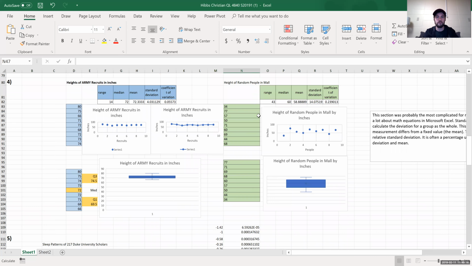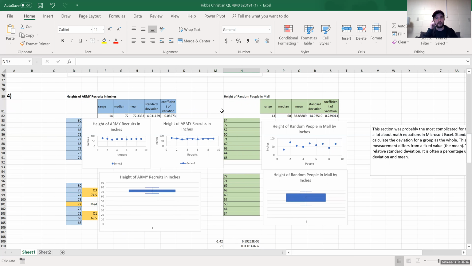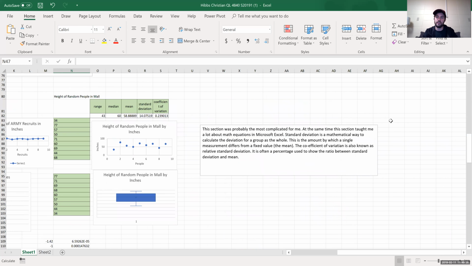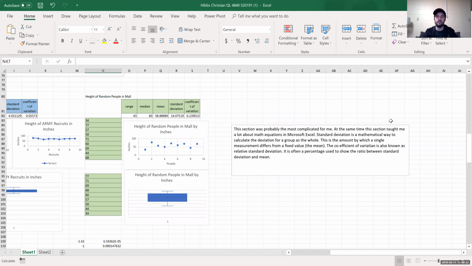Number 4, this was probably the hardest section for me, but it was very good to learn. As you can see, we use range, median, mean, and also we talked about mode, but that's not exactly important. Okay, so as you can see, the standard deviation is a mathematical way to calculate the deviation for a group as a whole. That's a definition by its own. This is the amount by which a single measurement differs from a fixed value.